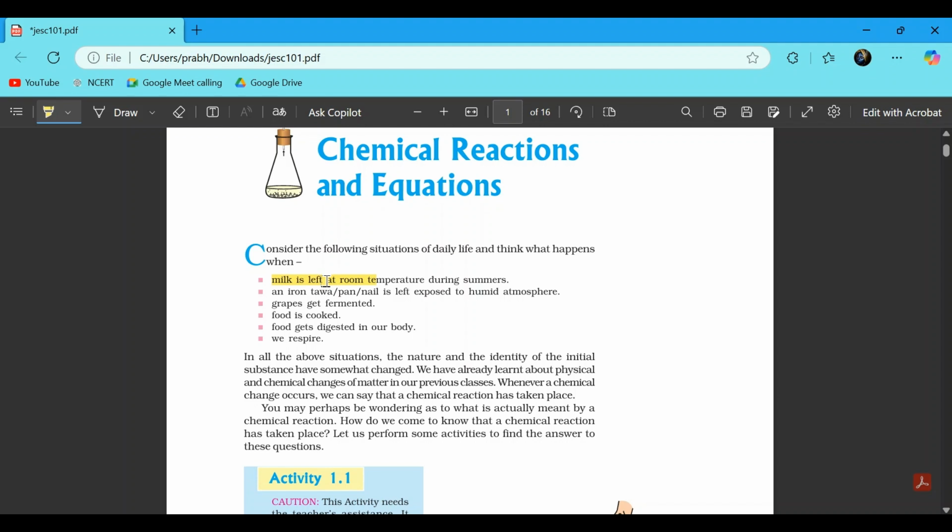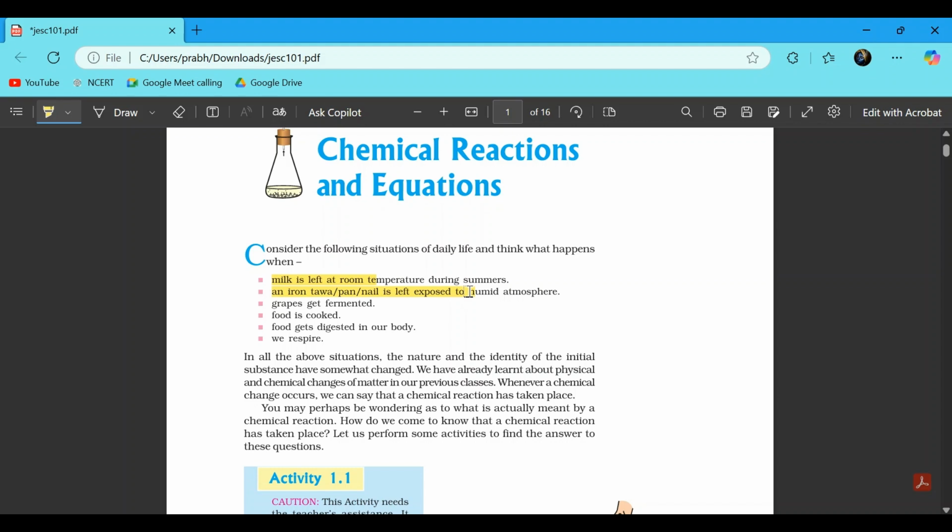So you should remember the name of the bacteria, lactobacillus. It is not important also, but I will just tell you for your information. If an iron tawa pan is left exposed to the humid atmosphere, like in the rain, then it turns brownish.